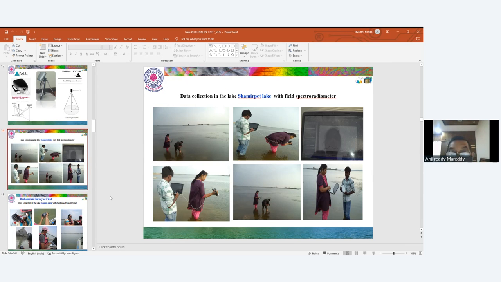And again, the data collection in the lake, Shamirpet Lake, with field spectroradiometer, and here one lady is there, that is Hema Sailaja, who did her PhD in the same area. This is her output, our research output. Now she is working in some organization with a very good position, and I can appreciate this at this time. I would like to appreciate this PhD scholar who did very marvelous work.